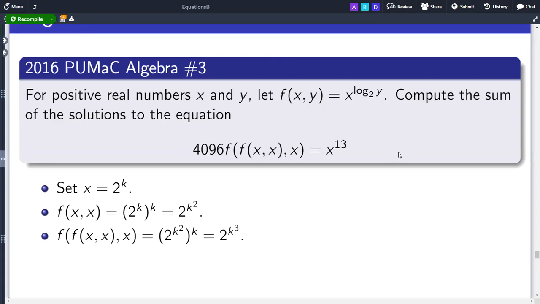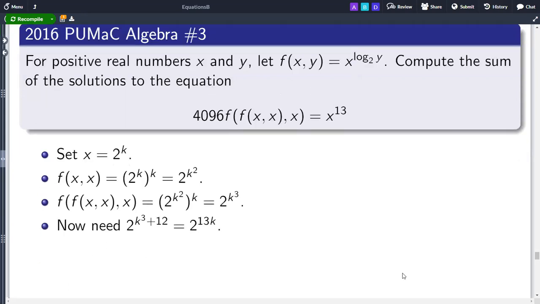So basically, we're just taking the substitution x equals 2 to the k and simplifying the expression on the left-hand side. So now we know that 4096, which is 2 to the 12 times this thing, has to equal x to the 13th. So we can write this as a new equation. 2 to the k cubed plus 12 is the left-hand side, and 2 to the 13k is the right-hand side. So now we know that the two exponents have to be equal.